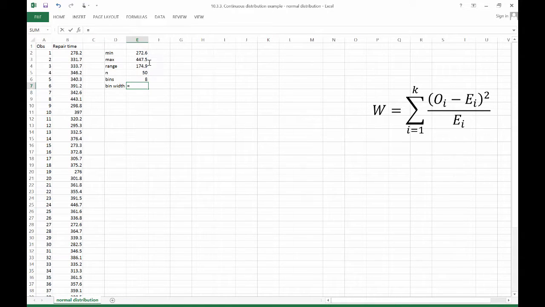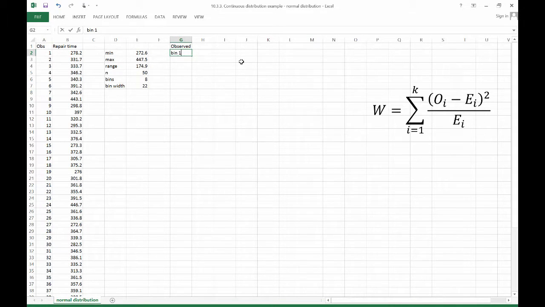Okay, so what's the bin width going to be? We've got the range divided by the number of bins. Okay, so our bin width, we're going to round that up as well. So we're going to have a bin width of 22. We don't actually have to round that up if we don't want to. I just want to make sure that we're producing bins that are at least as large as the maximum value here.